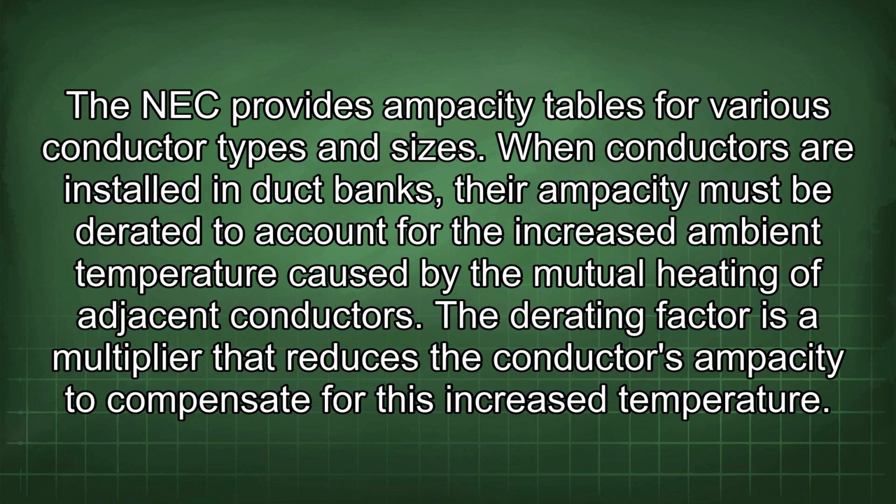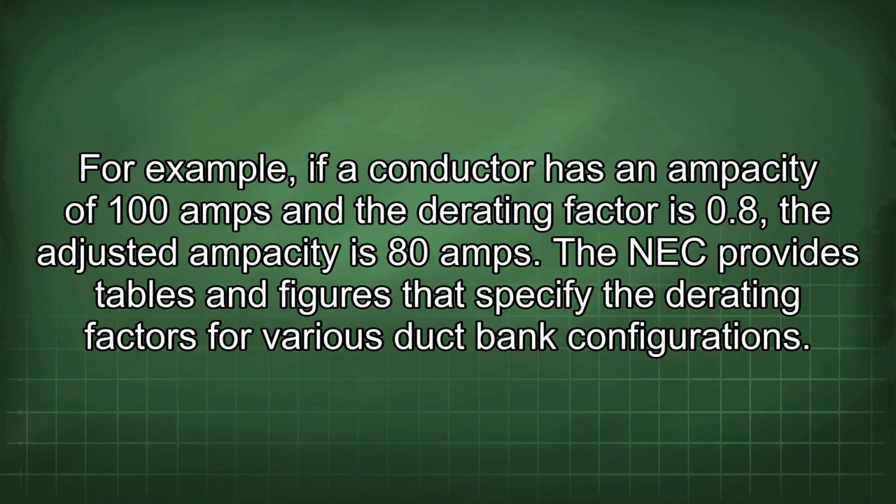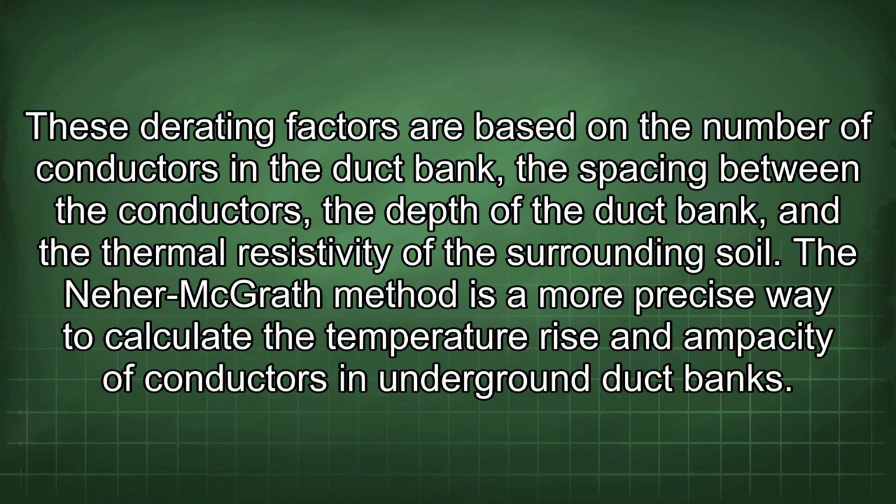The derating factor is a multiplier that reduces the conductor's ampacity to compensate for this increased temperature. For example, if a conductor has an ampacity of 100 amps and the derating factor is 0.8, the adjusted ampacity is 80 amps. The NEC provides tables and figures that specify the derating factors for various duct bank configurations. These derating factors are based on the number of conductors in the duct bank, the spacing between the conductors, the depth of the duct bank, and the thermal resistivity of the surrounding soil.